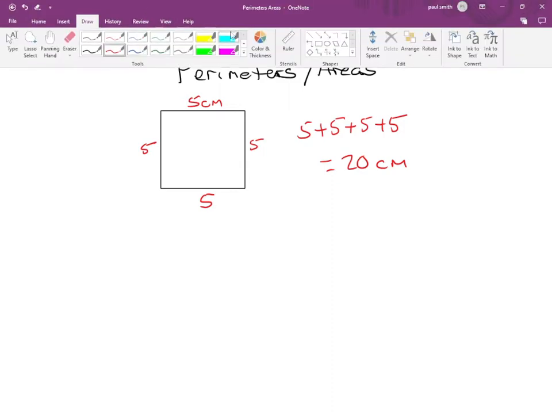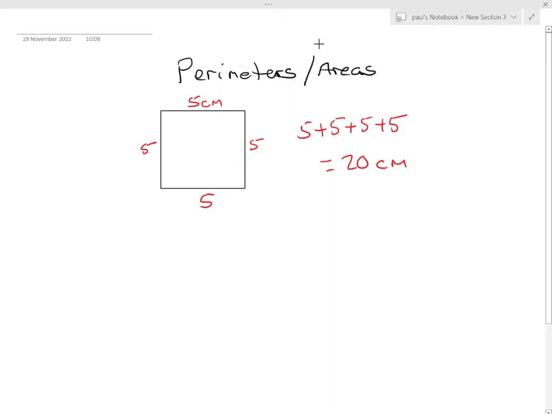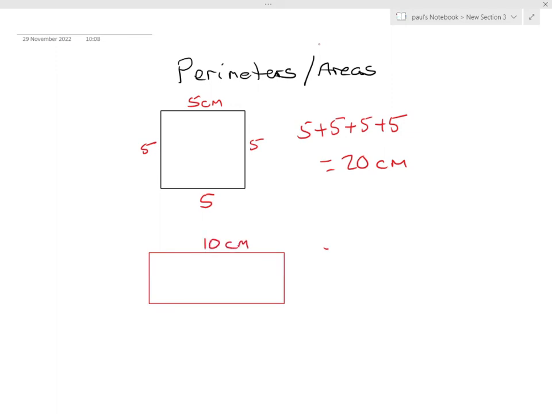Now, almost the same can be said for a rectangle. So if this was 10 and this was 5, the properties of this are that opposite sides are exactly the same. Therefore, this would be 5, this would be 10, making a total of 30 centimeters all the way around.